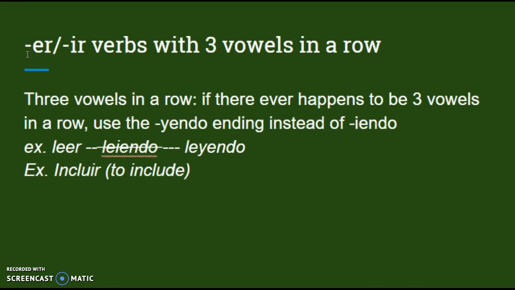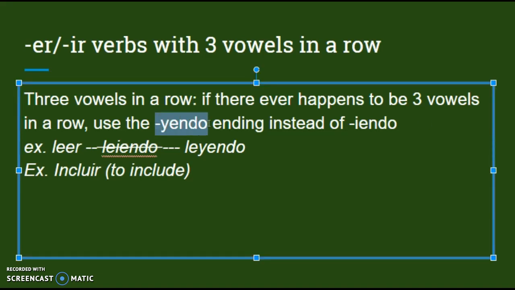So sometimes we'll have a spelling change if there's 3 vowels in a row. So this is only going to happen with ER and IR verbs, because my new ending is endo, I-E-N-D-O. And if there's a vowel before that, that's just going to be too many vowels for Spanish. So if you ever change your ending, realize you have 3 vowels in a row, you're going to have to use the ending yendo, Y-E-N-D-O, instead of endo. So like you can see when I tried to change leer, it would have been leiendo, too many vowels, so I had to change my ending to yendo instead.